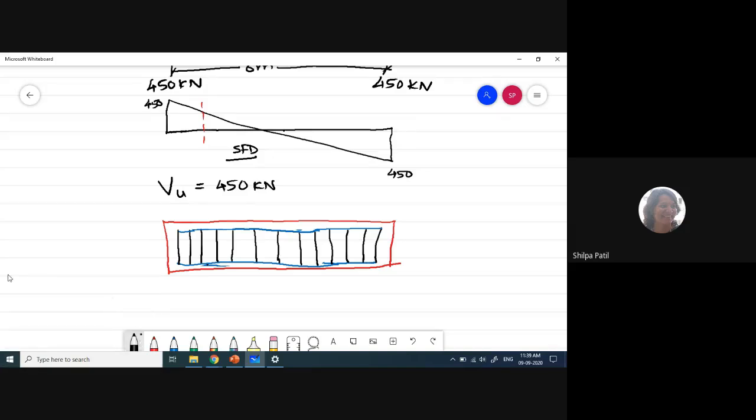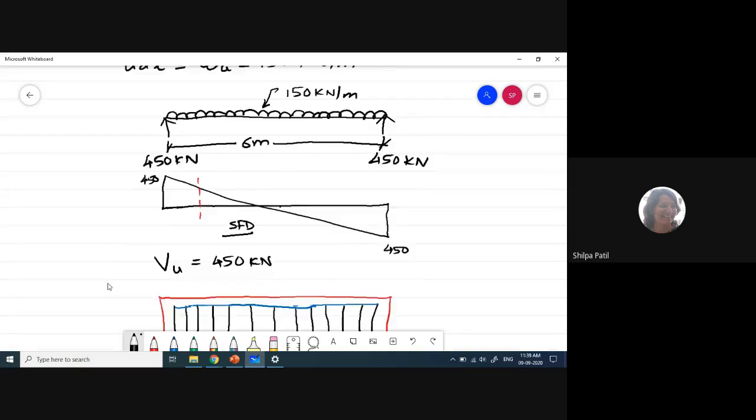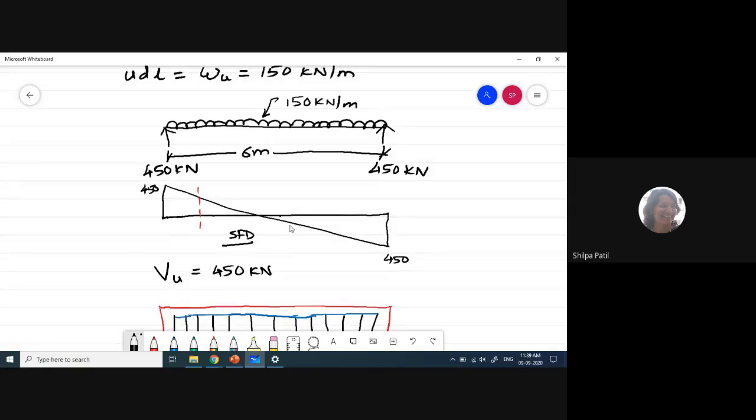So in short, if you consider a longitudinal section of a beam, I have to divide the entire beam into different zones to achieve the curtailment of the reinforcement. Somehow I'm not satisfied with this diagram, so I will draw the shear force diagram again here.